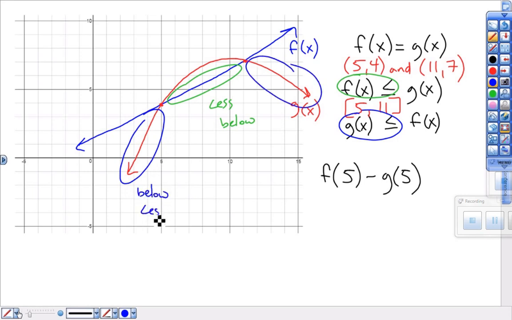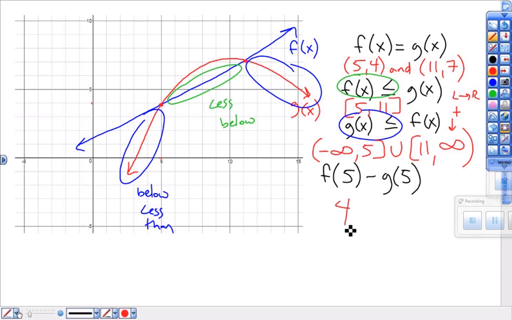Once you identify what the problem's asking for, you need to map it from left to right with interval notation. So where G of X is lower, from negative infinity to where they're coming together, 5, square bracket. Also, from that other spot they're coming together, square bracket, 11, positive infinity. I don't care that arrow's going down. Intervals measured left to right. That's got a left to right component to it. That's why it's positive infinity. And then the last one there, F of 5, G of 5. Find both values and subtract them.